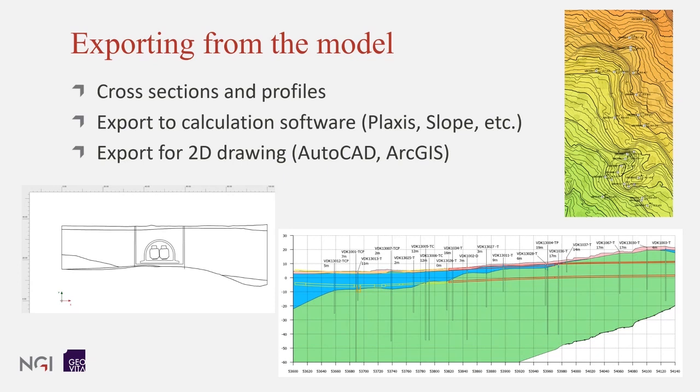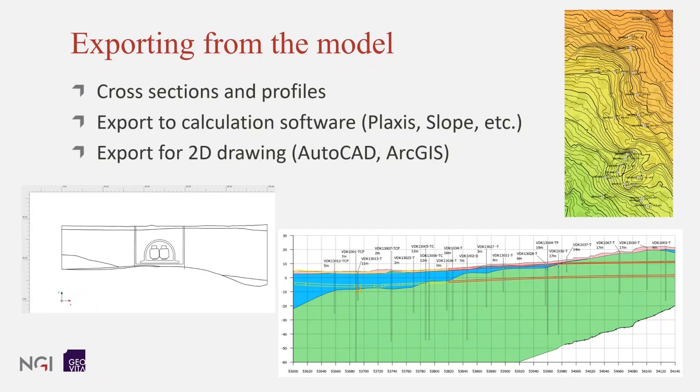Lastly, you can export depth to bedrock, soil thickness, or the thickness of the clay layer. This can be imported to, for example, ArcGIS, where we have a template. You add some contours, and then you can export and deliver. All the cross sections in the model update automatically if you add boreholes or change the soil layering.